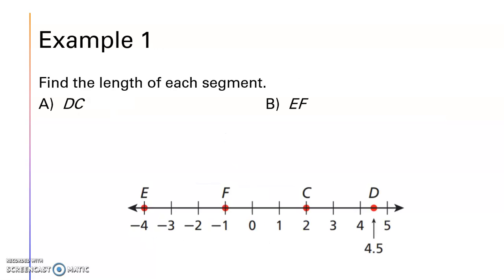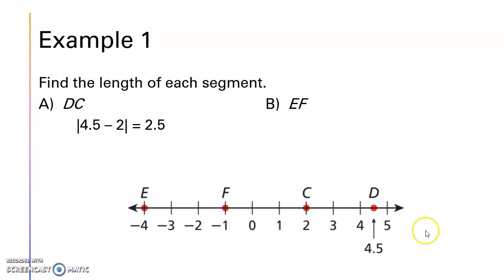In example 1, we're asked to find the length of each segment. Notice they've given us DC, but they didn't use the segment symbol here because they're asking for the length. Anytime they refer to the length, they list the letters without the segment symbol. So you need to find the length of DC. Try to do that on your own, and then press play to see if you're correct.